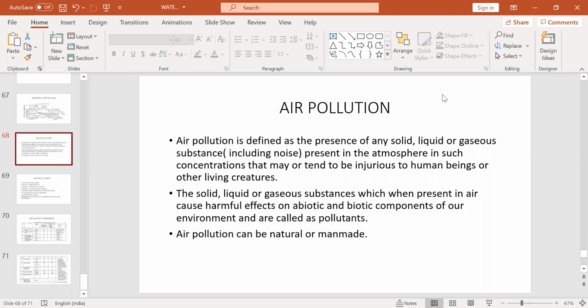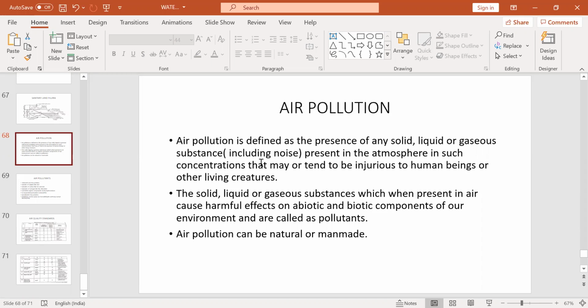Air pollution is defined as the presence of any solid, liquid or gaseous substance, including noise, present in the atmosphere in such concentrations that may or tend to be injurious to human beings or other living creatures. Anything that is in excess which causes harm, whether it is present in the air, water, or land, is pollution. And the substances that cause the harm are called pollutants.